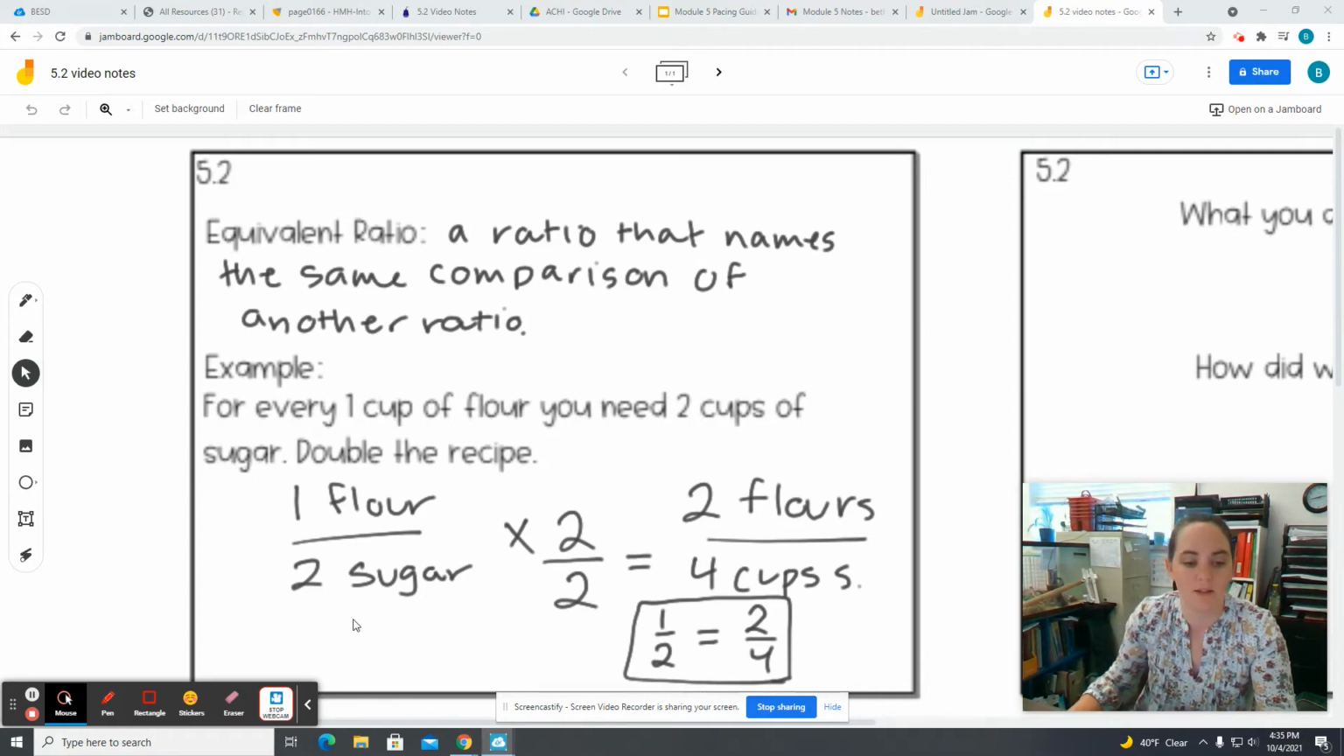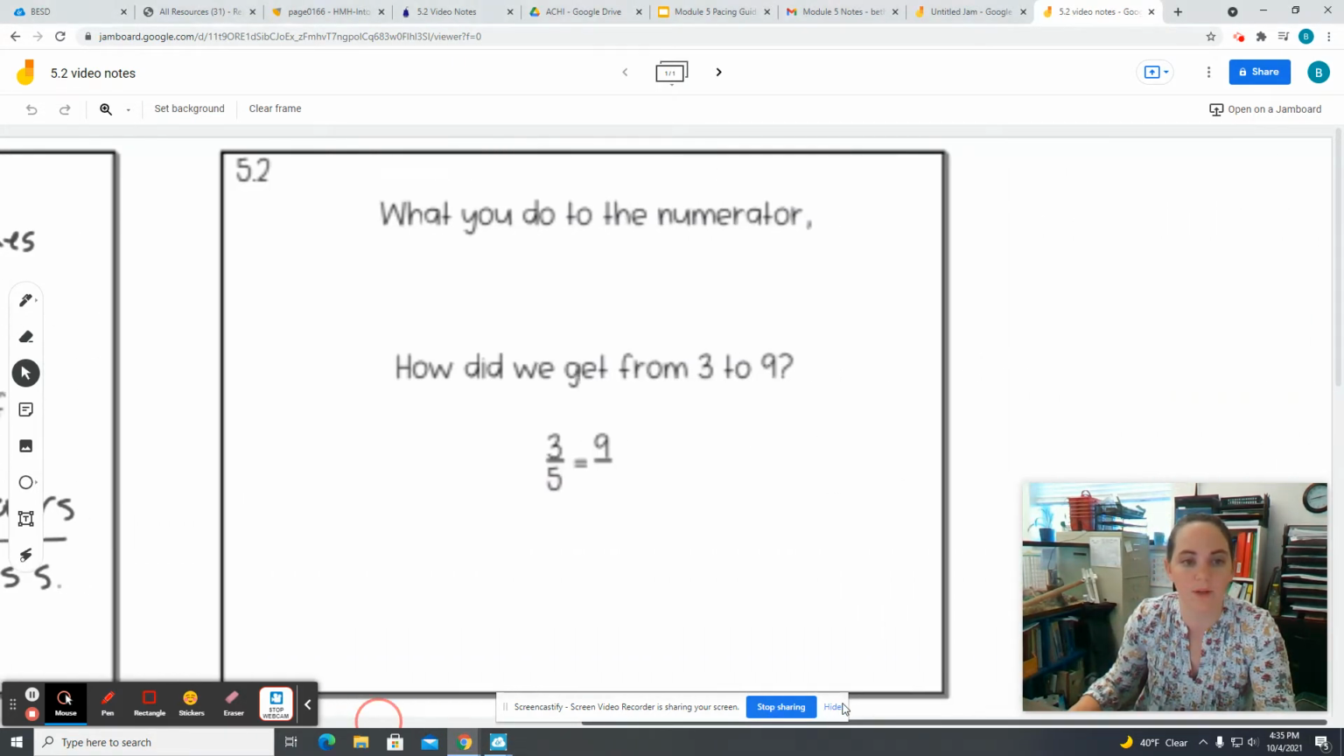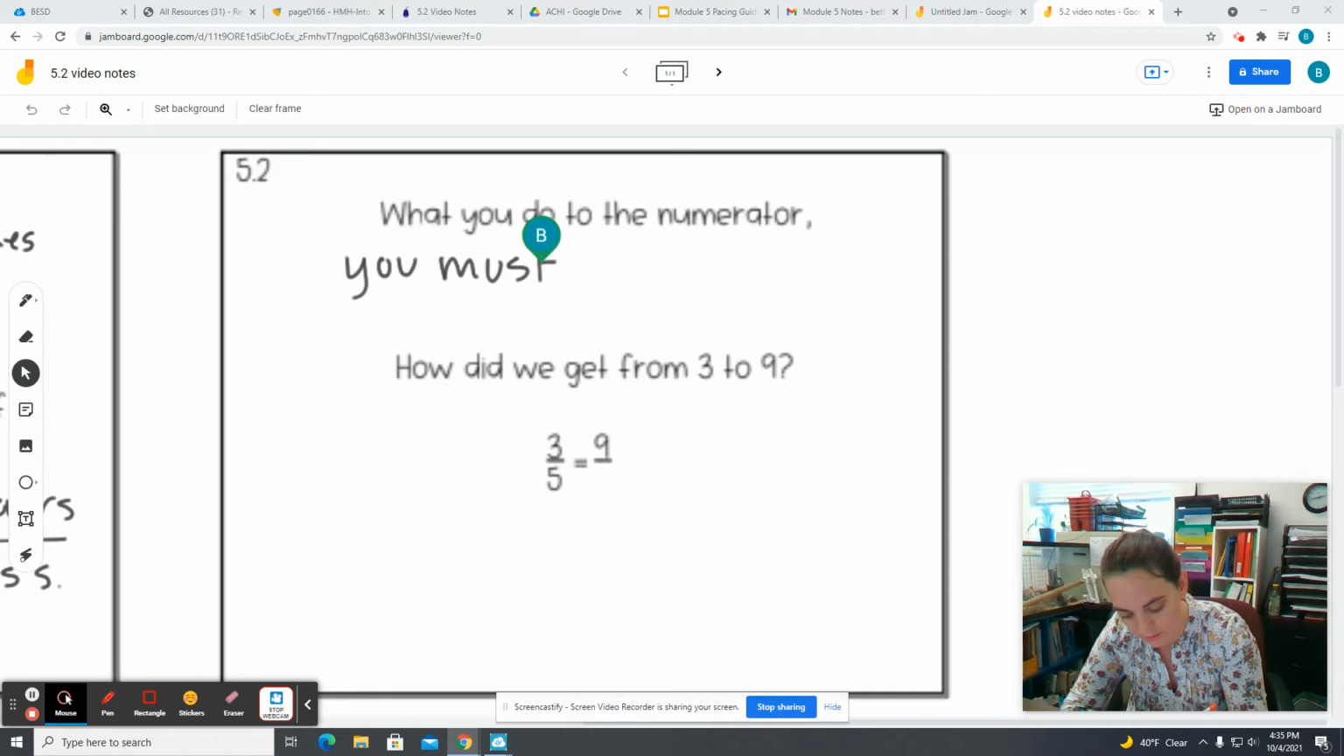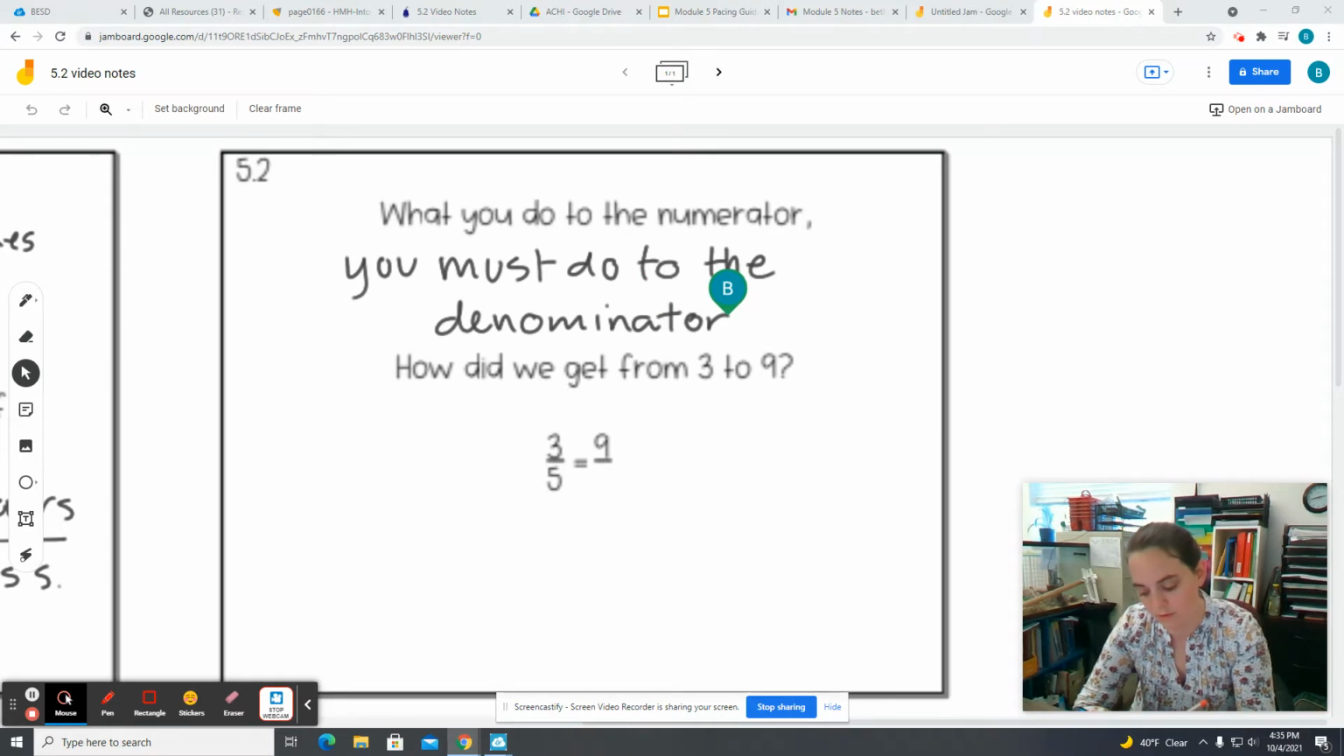Okay. Let's move on over to here now. What you do to the numerator, just like I showed before, you must do to the denominator. So what you do to the numerator, you must do to the denominator.